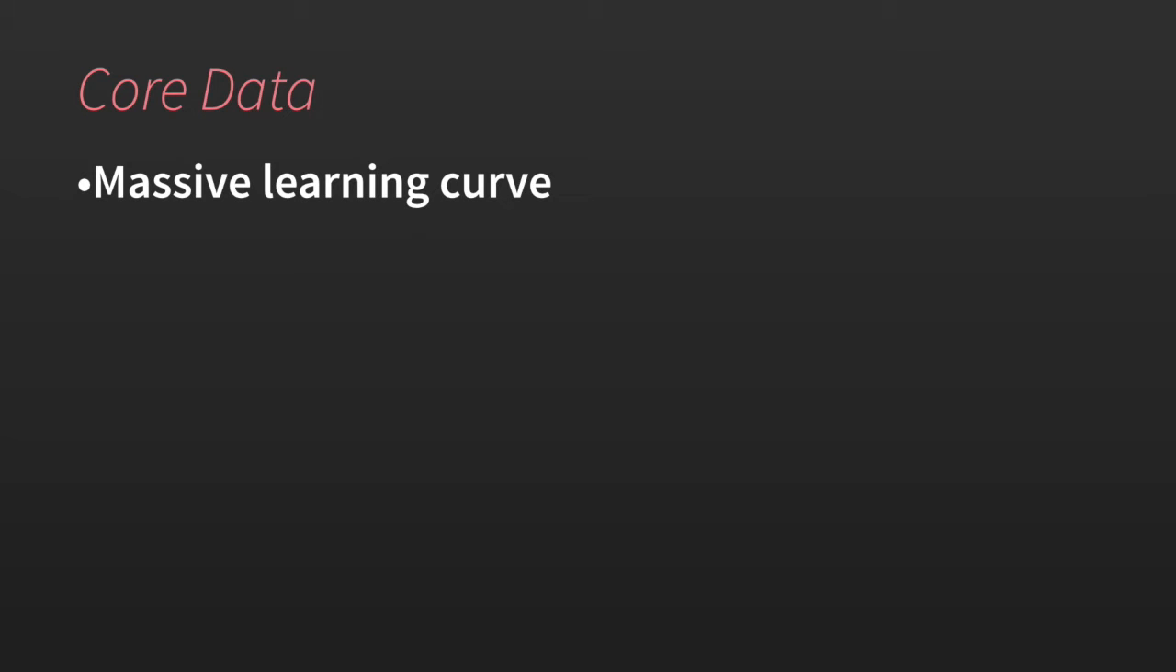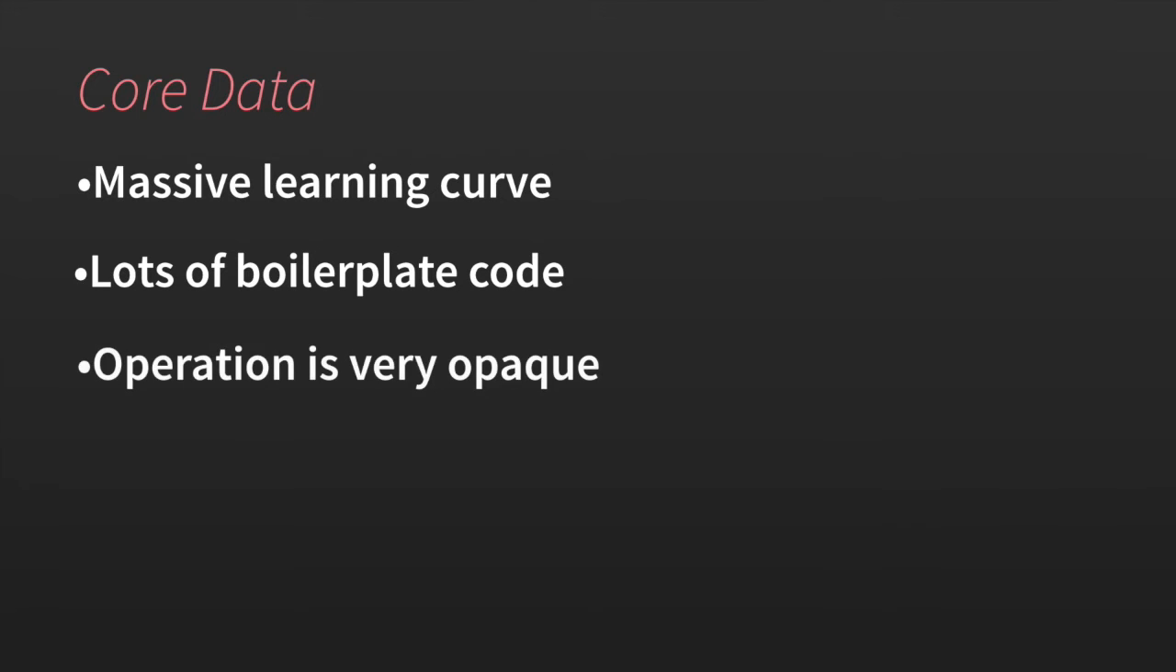Like, to actually get to the point where you're competent enough to write code can take a lot of effort. And on top of that, it takes a lot of boilerplate code. All I just said there is a good 50 lines of code to even get set up before you can even start using Core Data.